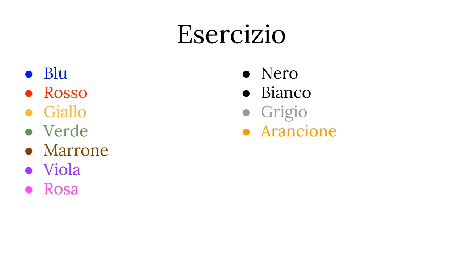And here are the solutions. So how did you do? I'm going to read all the colors. Okay? One more time. Blu, rosso, giallo, verde, marrone, viola, rosa, nero, bianco, grigio, and finally, arancione.